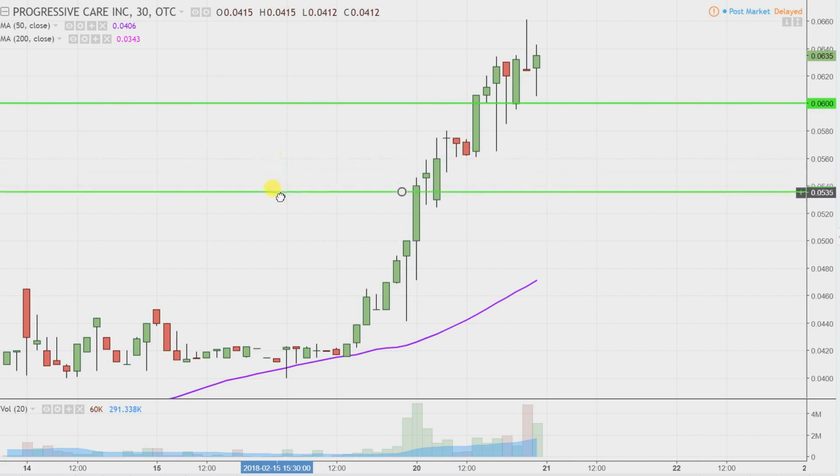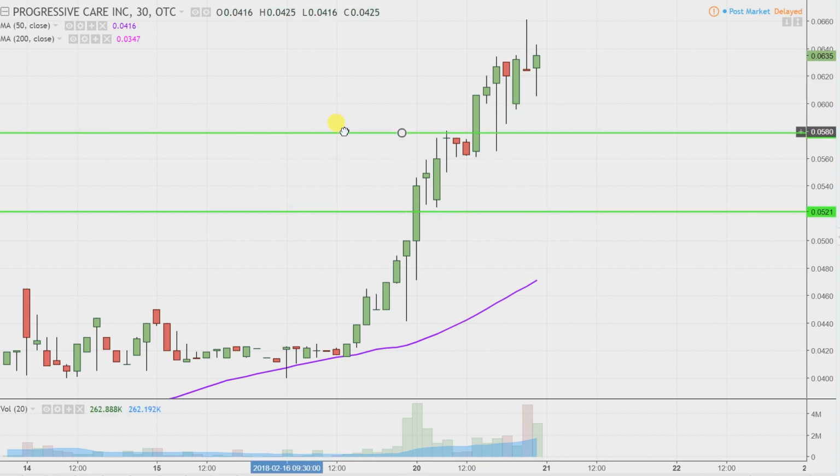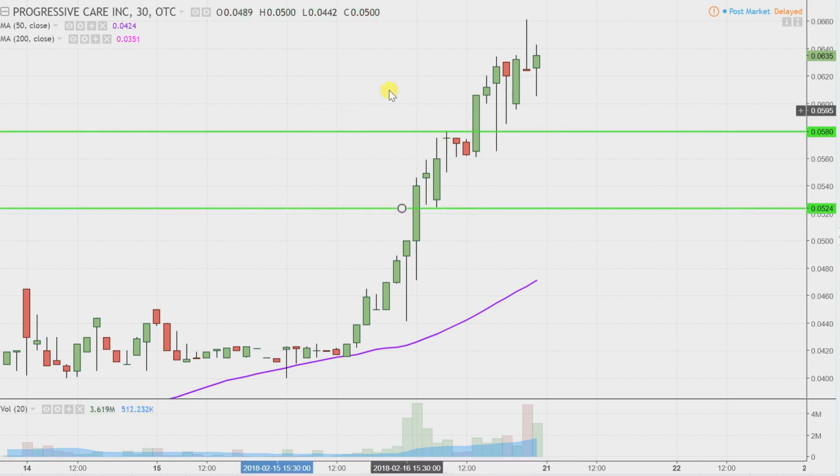Next level of support after that, down here at 0.052. So nearer term, up here at 0.06 and then 0.052. I lied, 0.058 was that original one. And then down here at 0.052. So those are going to be those near-term levels of support.